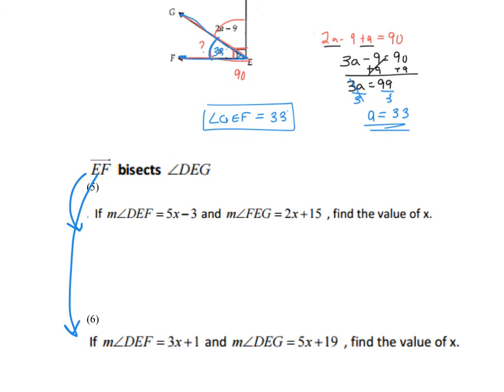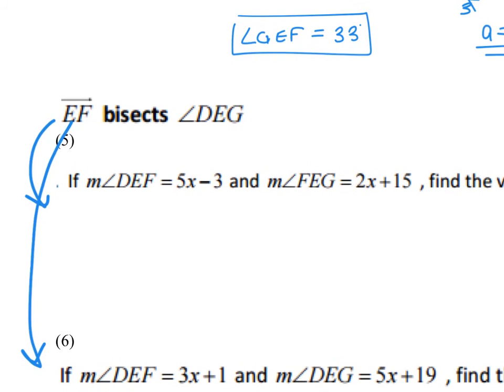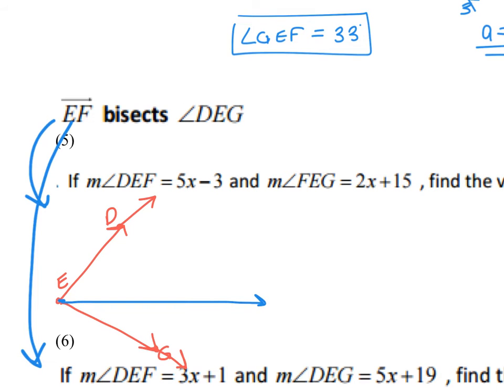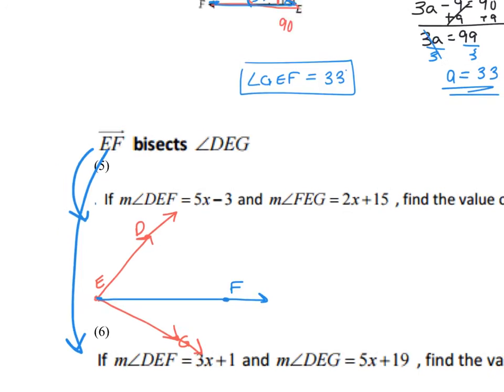So occasionally you're not going to be given a visual. It says EF bisects angle DEG. So the first thing I'm going to do is draw angle DEG. So start at D, go to E, and at G. And I know EF is my bisector, so I'm going to draw in EF. And now we're going to label our image.